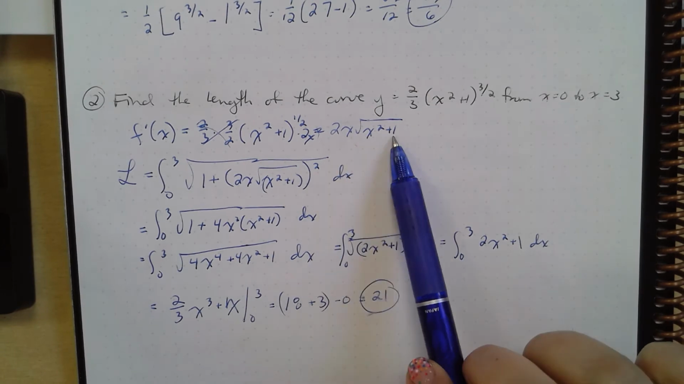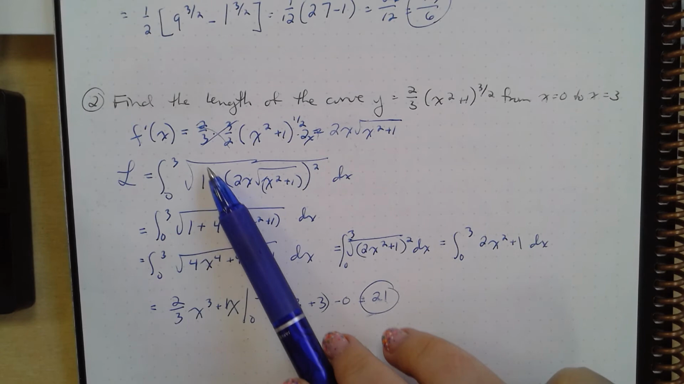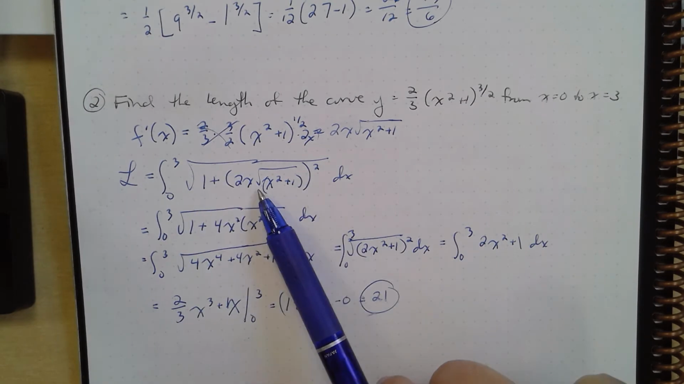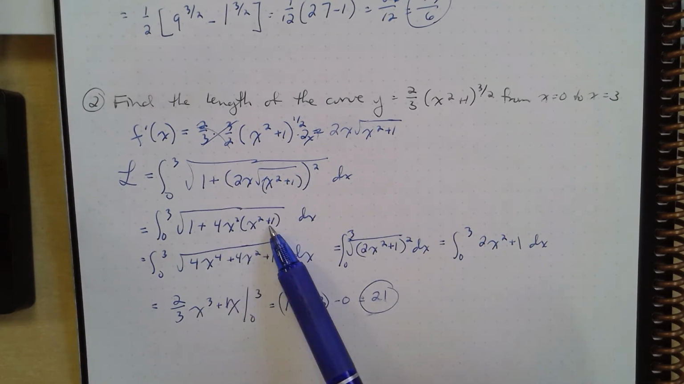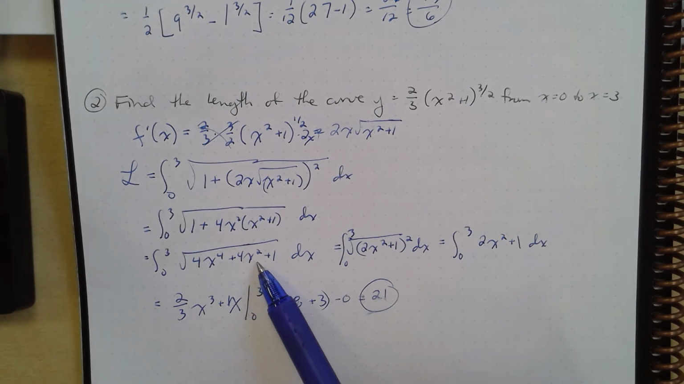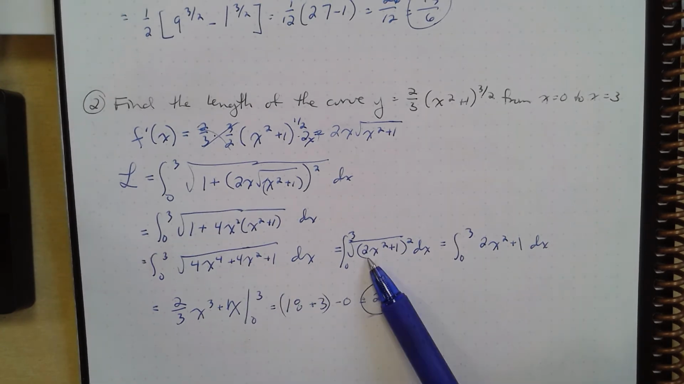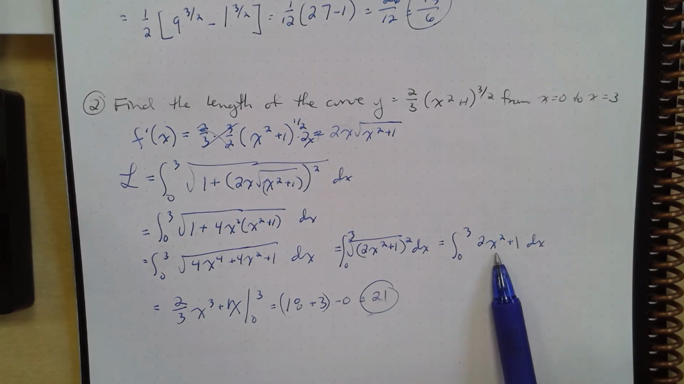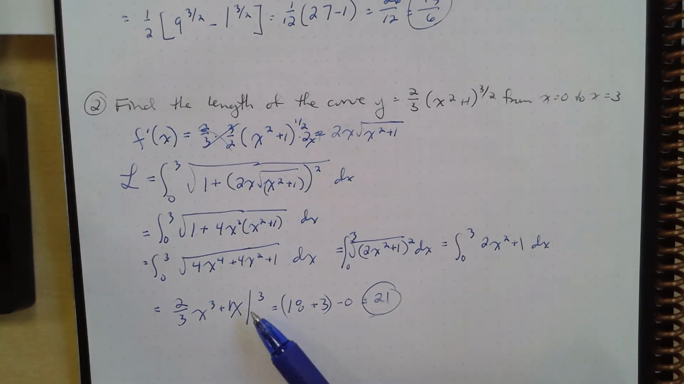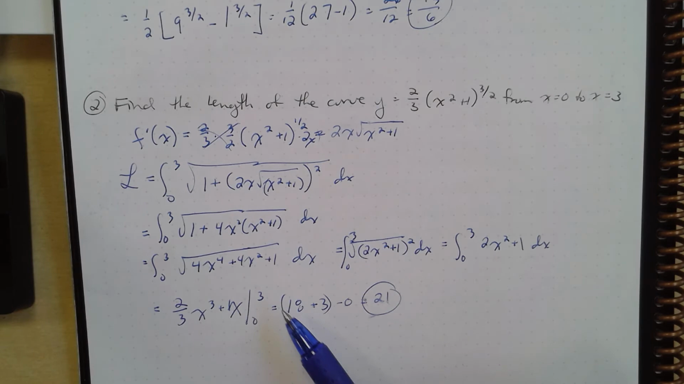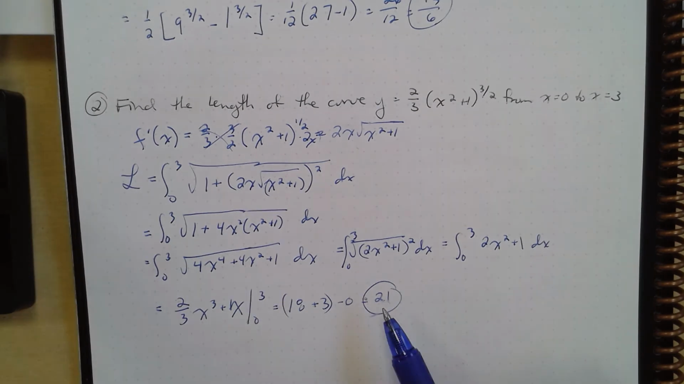I integrate from 0 to 3. This quantity squared is going to be 4x squared times x squared plus 1. I can rewrite this, and then if I factor that, I end up getting 2x squared plus 1, quantity squared. I take the square root. I can just integrate this as normal, evaluate from 0 to 3, and I end up getting 21. So the length of this arc is 21 from point 0 to point 3.